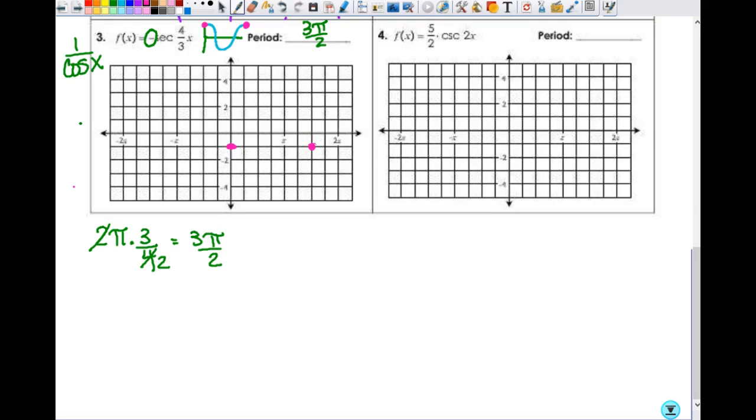Then I go halfway in between. What would have been a minimum is now a maximum. So halfway in between 0 and 3 pi halves is 3 pi fourths. But I'll be up here at 1 now, right? And then where the zeros are, what happens at the zeros? Asymptotes. So halfway in between those points, which is really halfway in between a space, you get an asymptote. You get an asymptote here. And then you just repeat. Okay?